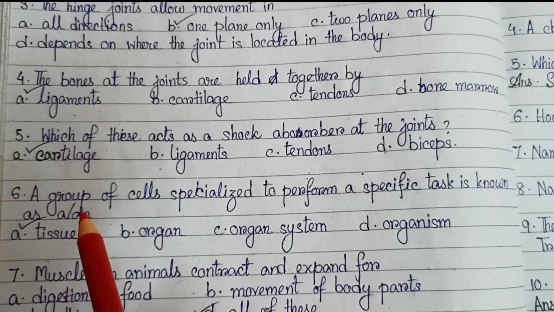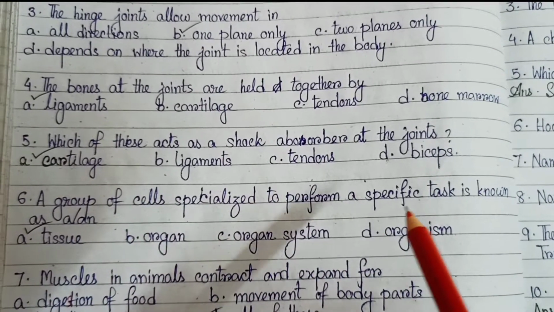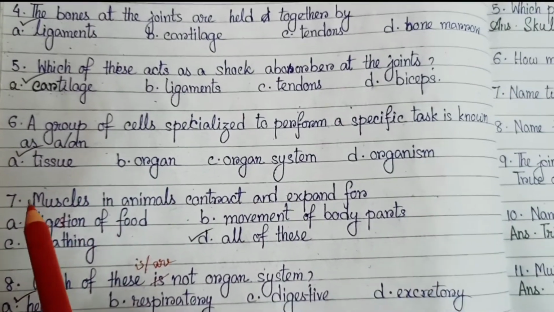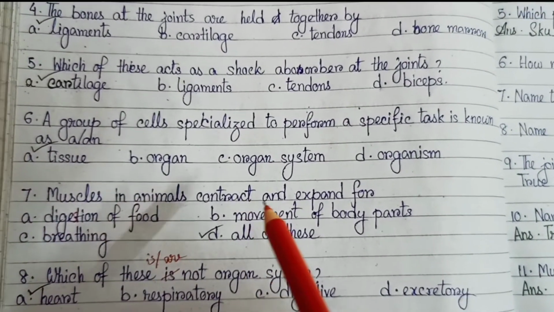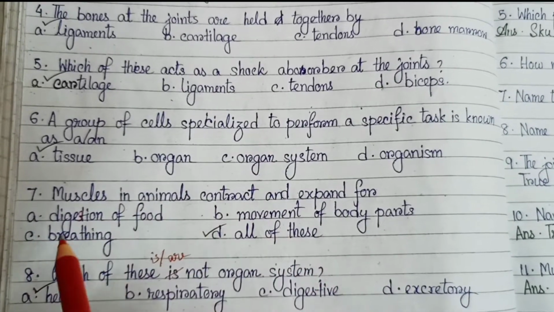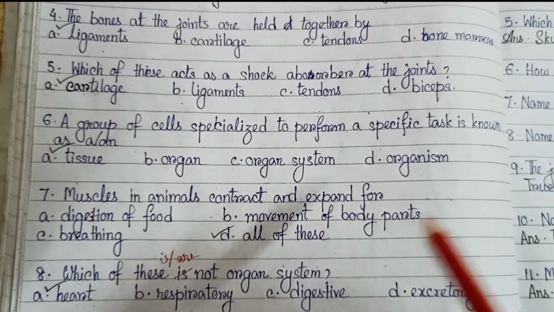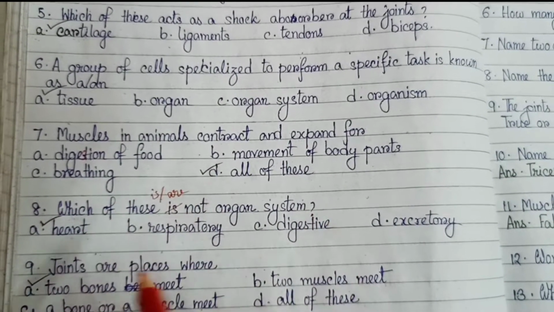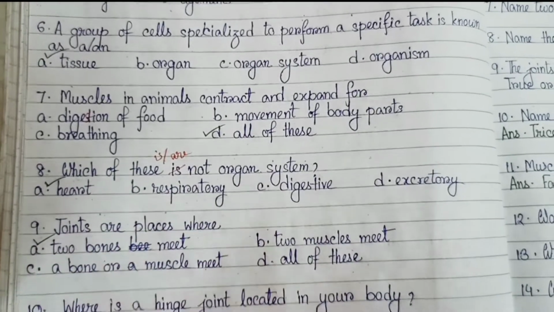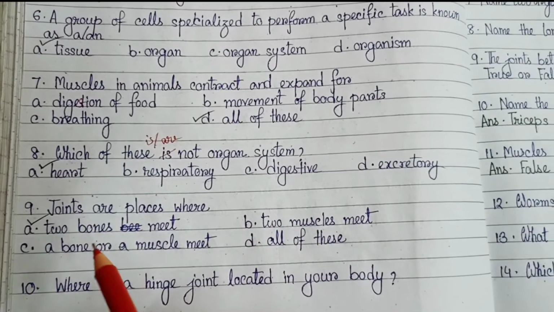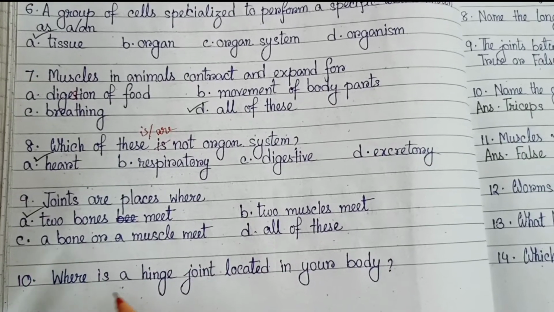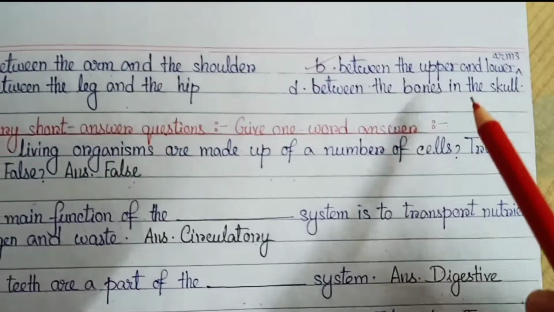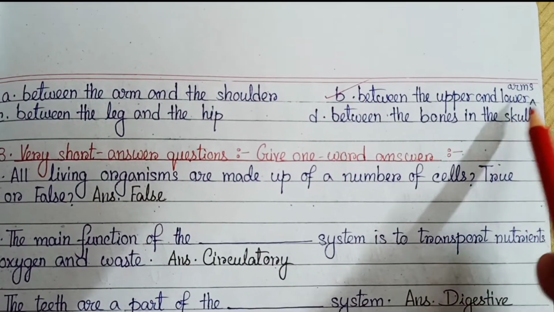Cartilage. Number 6, a group of cells specialized to perform a specific task is known as a tissue. Number 7, muscles in animals contract and expand for all of this: digestion of food, movement of body parts and breathing. Number 8, which of these is not an organ system? Answer, heart. Number 9, joints are places where two bones meet. Number 10, where is a hinge joint located in your body? Between the upper and lower arms.